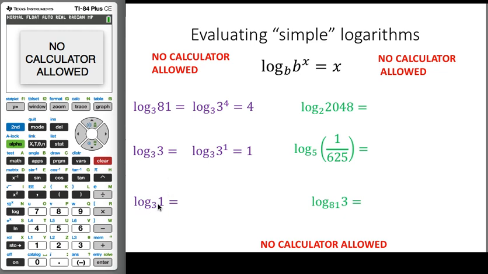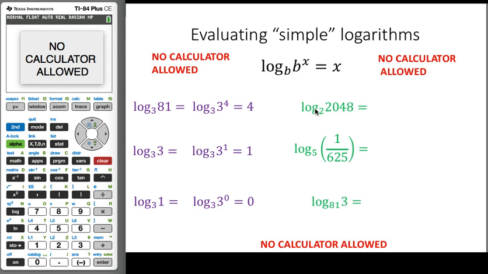Log base 3 of 1, well, 1 is 3 to the power 0. So the answer is 0. Same with anything. Log of any base of 1 is 0. Okay, here's some simple ones you can try. Pause the video if you want and try these.